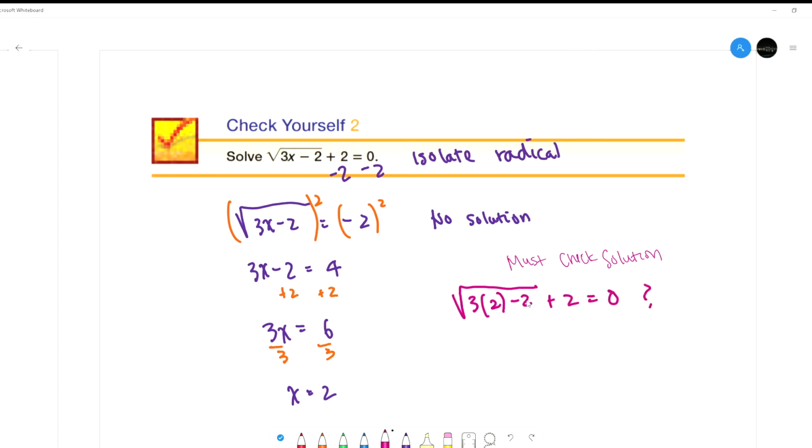So we have 6 minus 2 is 4. That's the square root of 4 plus 2. That's 2 plus 2, which is 4, and that does not equal 0. So that means this is not a solution. So the answer here is no solution.